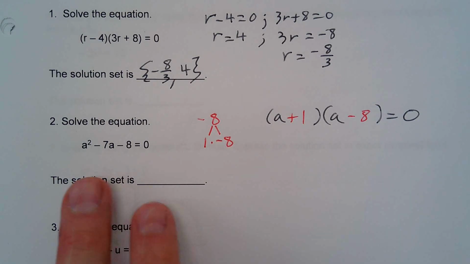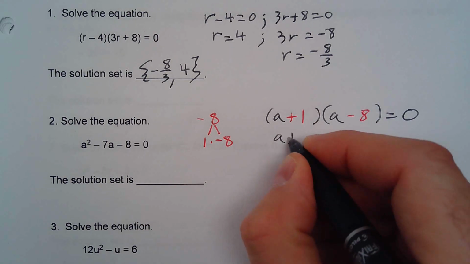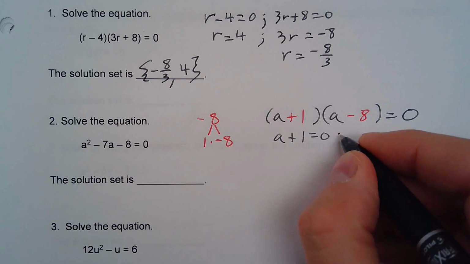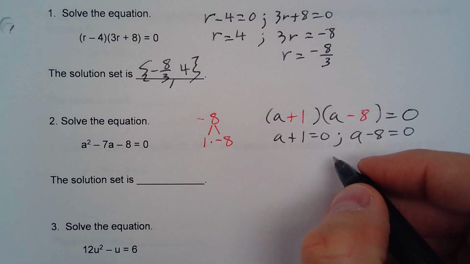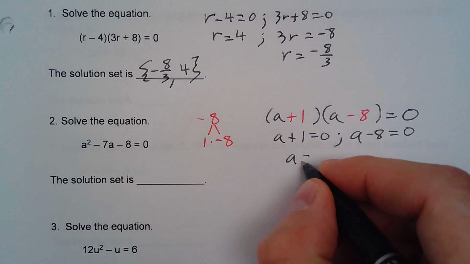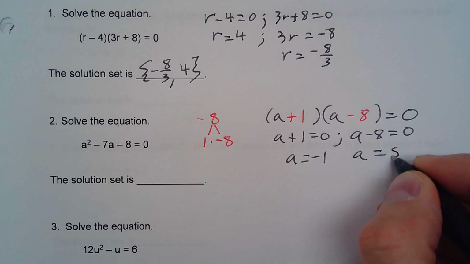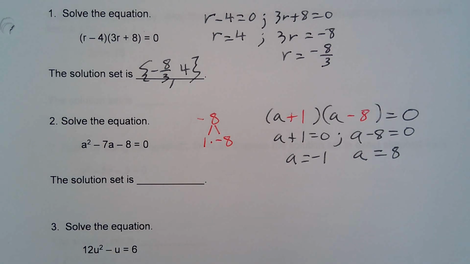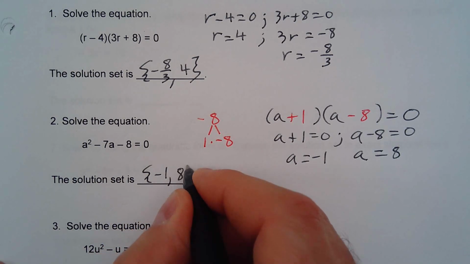We can do that because the coefficient of the square term is 1, so we're happy about that. We're going to set each of these factors equal to 0 and solve. Here, take away 1 from both sides. That's a equals negative 1. Here, go ahead and add 8 to both sides. We get a equals 8. So our two answers here are negative 1, 8.